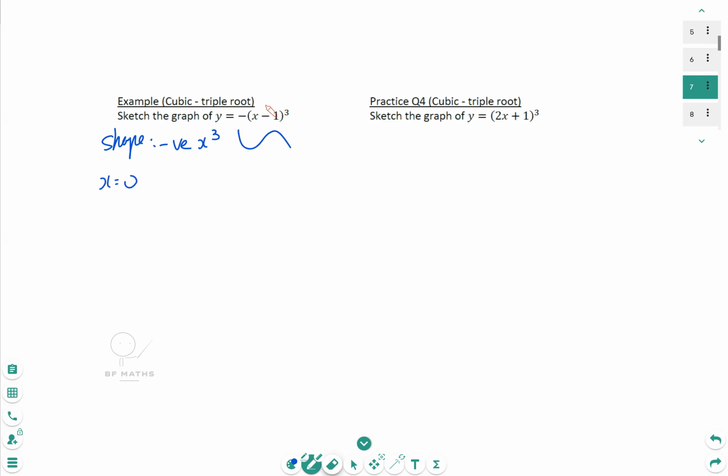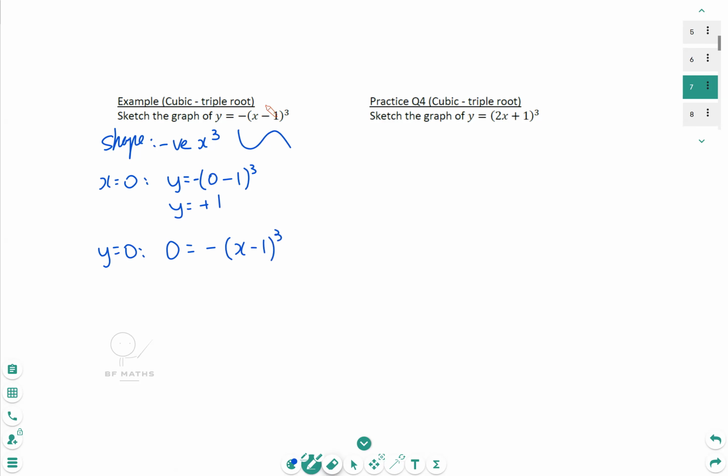Next, when x equals 0, y equals negative times 0 minus 1 cubed. Make sure you plug it into the calculator very carefully, with the signs and the brackets in the correct position. You should get y equals positive 1, just 1. I put a plus in here just to emphasize the positivity that I have. Just kidding.